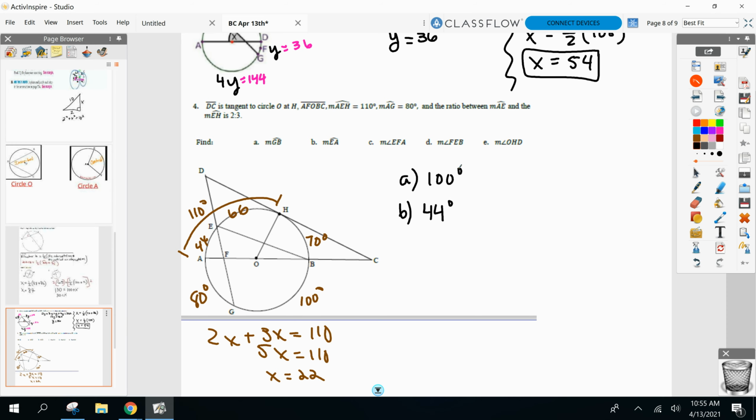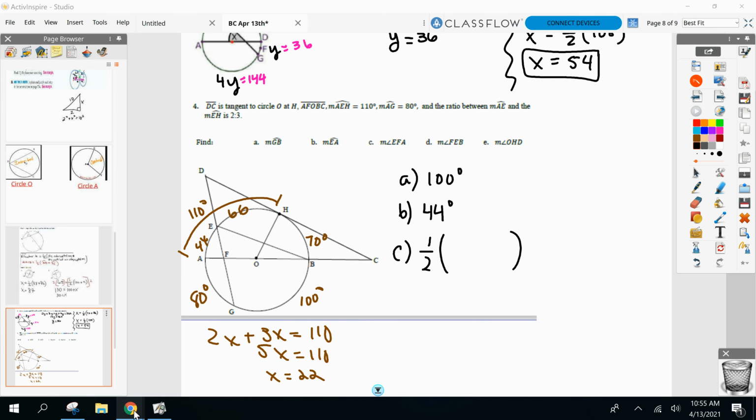All right, now we got to do some work. Angle EFA. Guys, ready? Central? Nope. Inscribed? Is it inscribed? Nope. That's a floater angle, isn't it? EFA. So how do I find a floater? Half of the sum of the arcs.